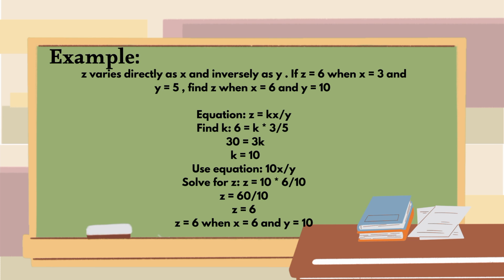Solve for z with the new values. Now that we know k equals 10, and we want to find z when x is 6 and y is 10, plug these values into the equation. z equals 10 multiplied by 6 over 10, and then simplify. z equals 60 over 10. Therefore, z equals 6. So when x is 6 and y is 10, z is 6.